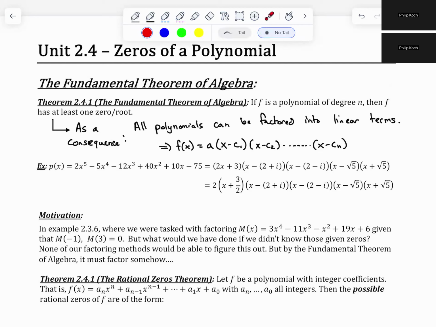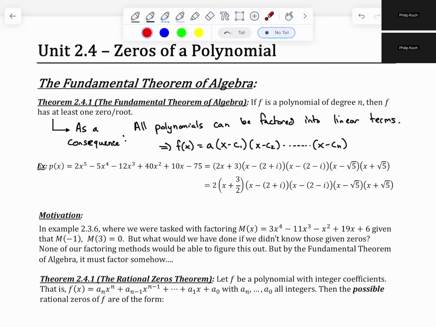To show you an example of how the fundamental theorem of algebra gets applied, I have this degree 5 polynomial. If you want to factor it, it becomes (2x plus 3) times (x minus 2 plus i) times (x minus 2 minus i), and then (x minus the square root of 5) times (x plus the square root of 5). The point of writing this is to show you that the c sub 1, c sub 2, and so on could be nice numbers like 1, 2, 3, or 4, but they could also be complex numbers. They could also be irrational numbers like the square root of 5.